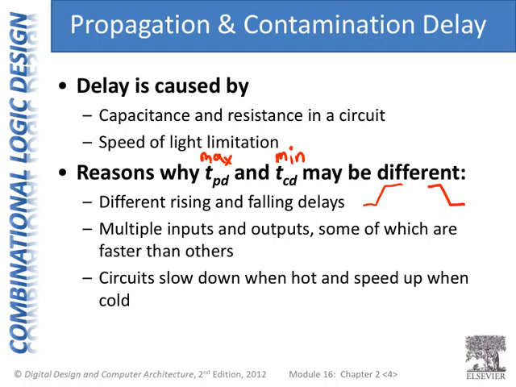Okay, so there are different reasons why we have a minimum and maximum delay of a circuit, and they range from physical reasons, such as temperature variation and the speed of light, as well as other factors such as capacitance, resistance, different paths in the circuit, and so forth.